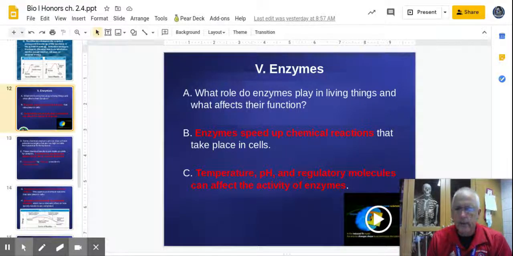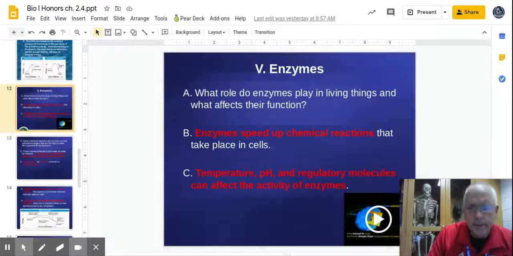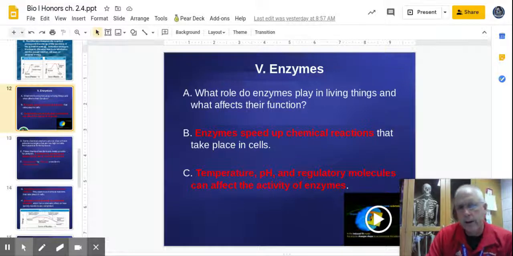Okay, so enzymes, as you see on our screen here, they speed up chemical reactions. Temperature, pH, regulatory, they all can affect the activity of organisms and enzymes. And that's basically why our body temperature is at a certain point, because that's where enzymes work the most efficiently and chemical reactions work the most efficiently. So I want to go through enzymes a little bit today. And they get kind of complex. We'll try to break it down and simplify it as much as we can.